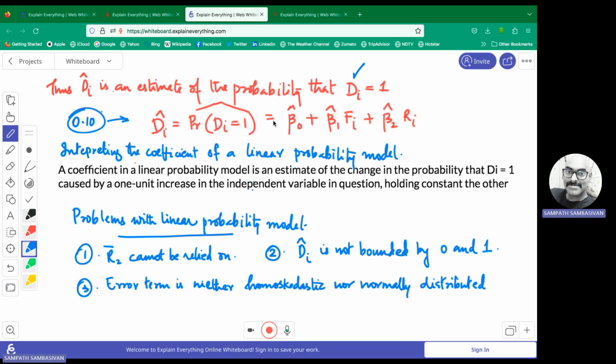Okay, I hope this is clear. So this is about the estimated value of Di. Now, talking about the coefficient of a linear probability model, how do we interpret the coefficient of a linear probability model? I think I'll do it in the next recording.